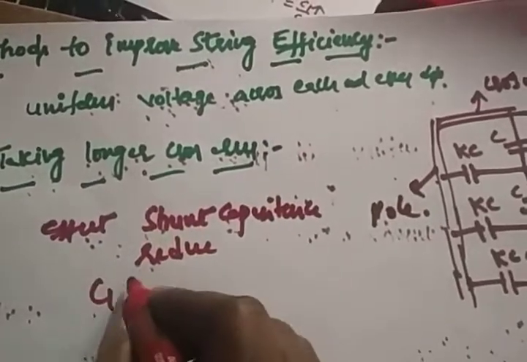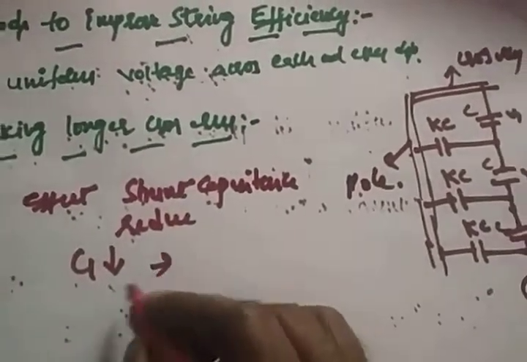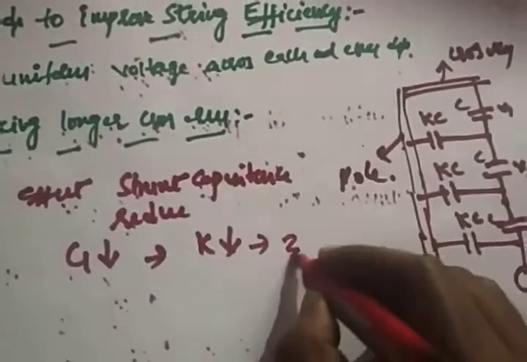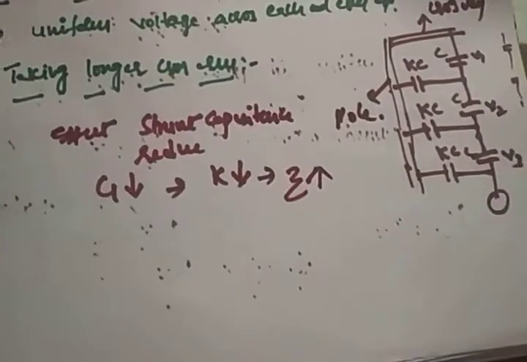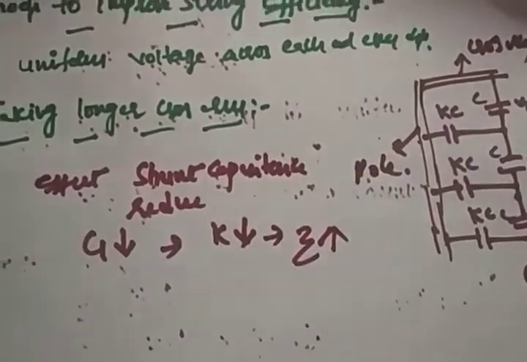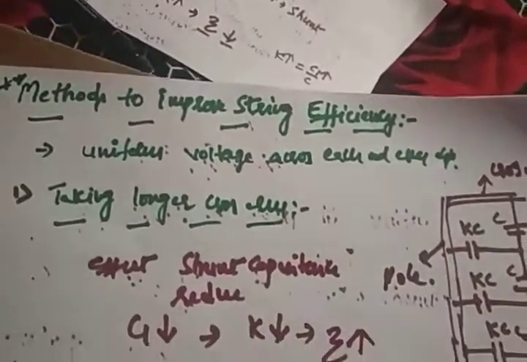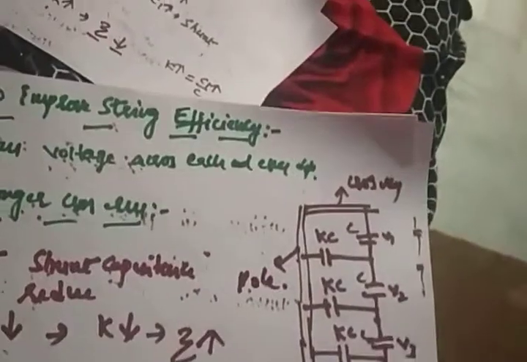That means the C1 value reduces. If C1 reduces, what about the K value? The K value reduces. If the K value reduces, what about the efficiency? Efficiency is going to increase. So this is the first method to improve the string efficiency. I hope it's clear, right? Your first method is to increase the length of the cross arm.